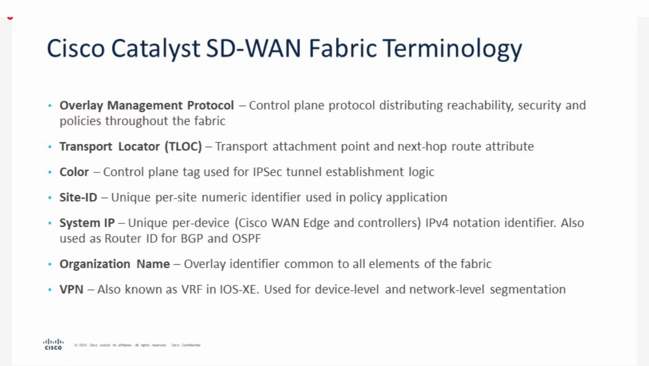Likewise, VPN 512 is reserved for the management VPN. This is mainly used to carry any out-of-band management traffic to and from your Cisco devices. The rest of the VPNs from 1 to 65,535 are there as LAN segment VPNs, which can be used as service VPNs.